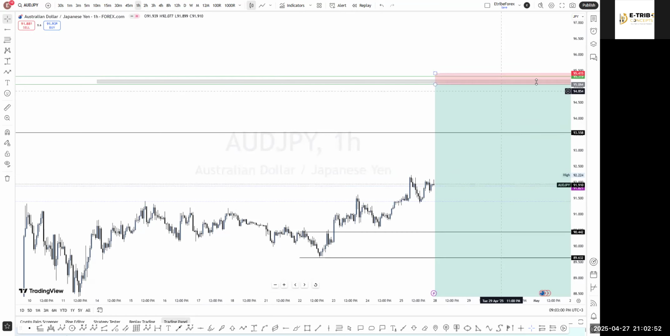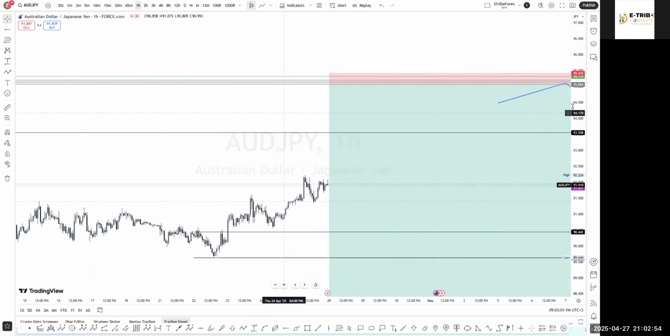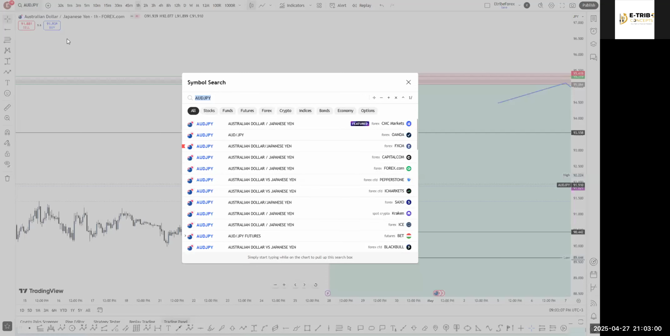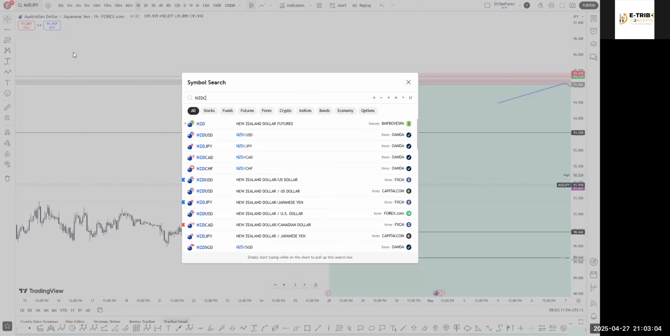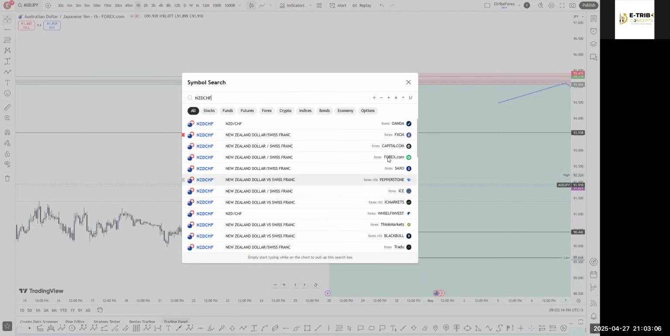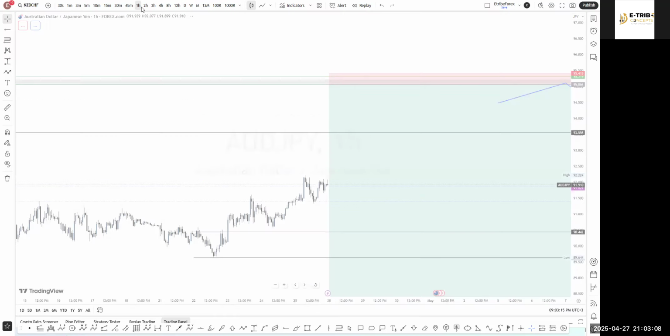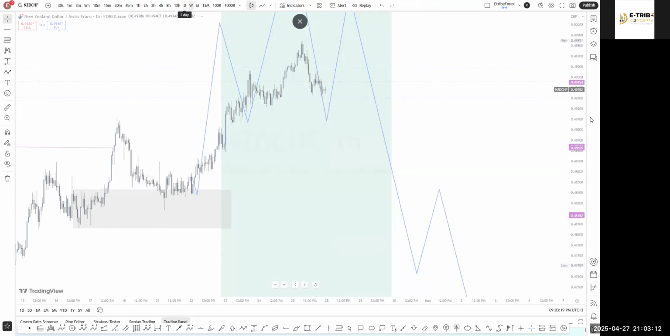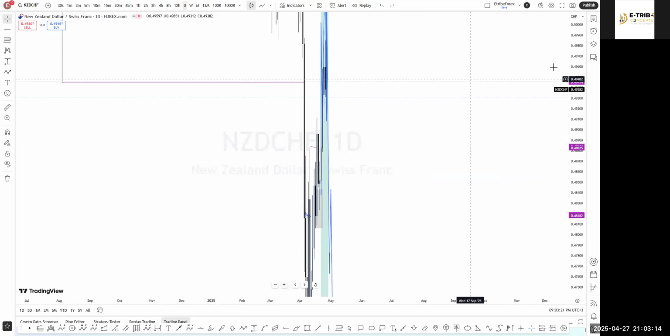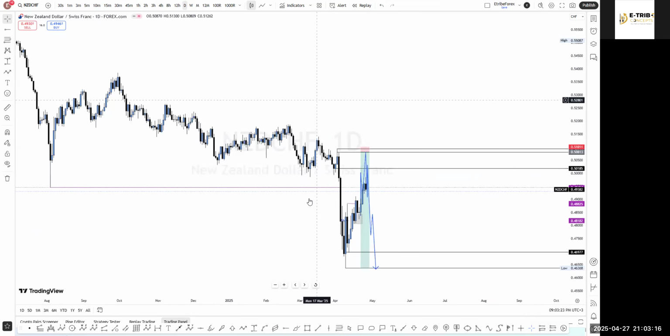So I'm anticipating to sell from around the 95.064. Then we also have another pair that I spotted some nice opportunity. I think it is NZDCHF. These are some nice upcoming swings. Check out the daily time frame. I hope you guys are following. I know it's very fast, but I hope you guys are following. So NZDCHF, if you check on the daily time frame.